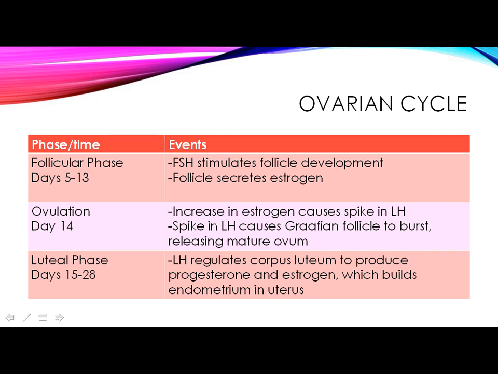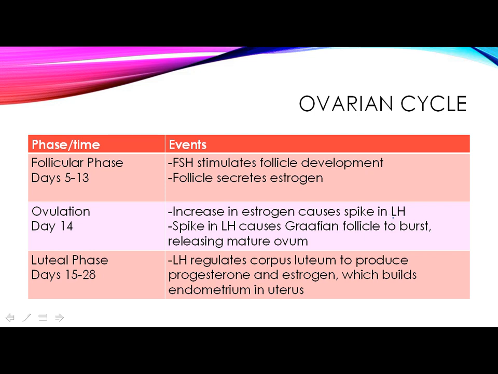It turns out it is actually the increase in estrogen that causes the big spike in LH, but the order doesn't really matter. We have a spike in those three hormones. Those three hormones, when they spike at day 14, cause the Graafian follicle to burst, which releases that mature ovum. That is ovulation, right? The release of the egg with the spike of those hormones.